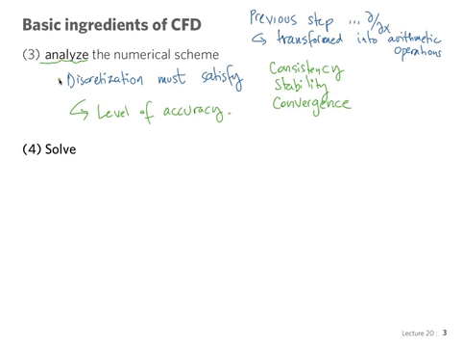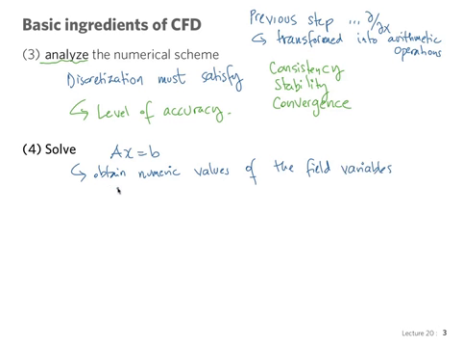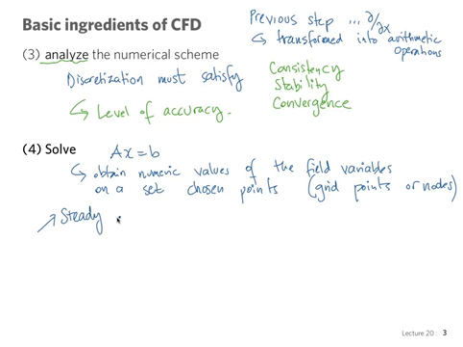Then finally we have to solve. Basically we finally have some algebraic system of equations that represents the partial differential equations of the system, and we want to solve this to obtain numeric values of the field variables, velocity, pressure, and so on, on a set of chosen points on the domain, the grid points usually called, or nodes. And there are two options that one can have in this solution phase. One possibility is that if we have a steady problem, then all we need to do is solve an algebraic system. Solve AX equals B, right?